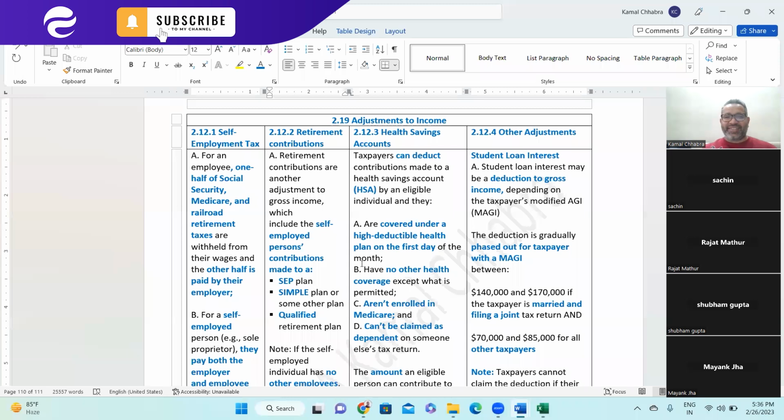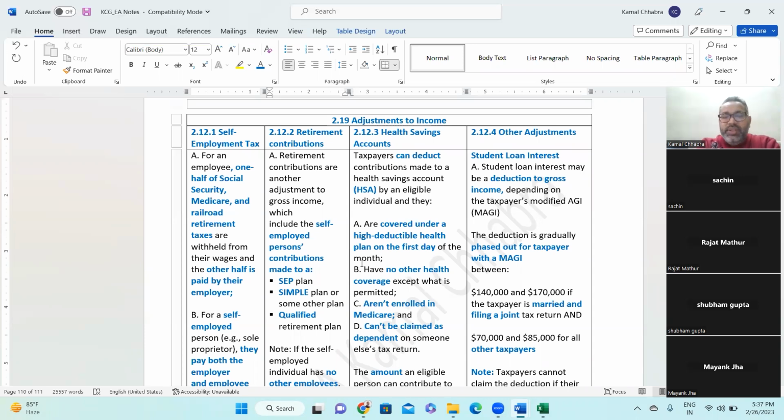Yes sir. Okay, so a taxpayer can deduct a contribution made to the health savings account. A health savings account is an account in which you deposit money so that you can utilize it in future for your health benefit. You make a contribution and deposit the money, but you cannot use that money for any personal purpose. That money can be utilized only for the healthcare purpose of yourself or your family, whatever the basis for which you have opened the HSA account, right?